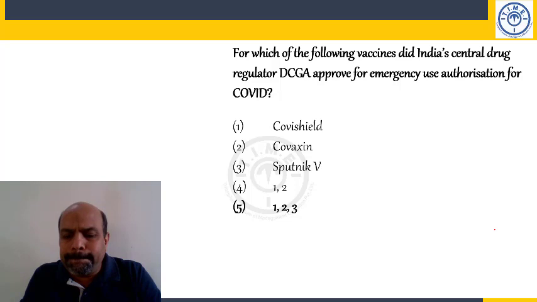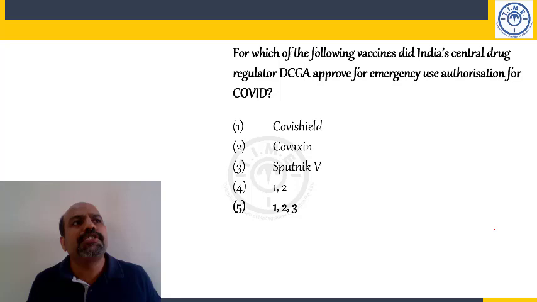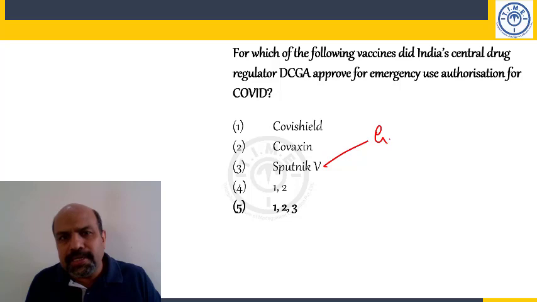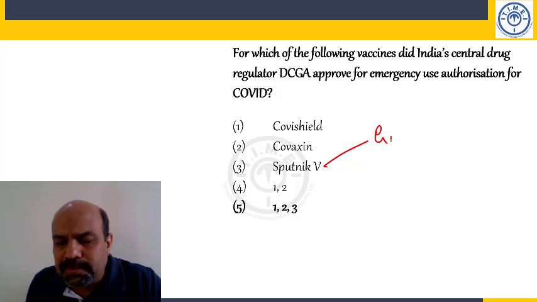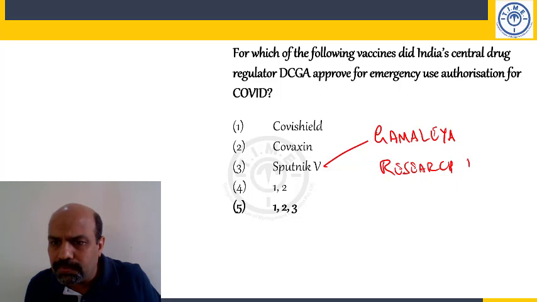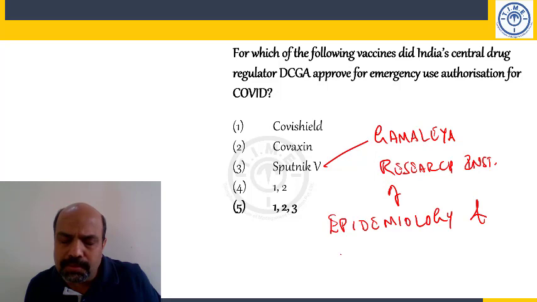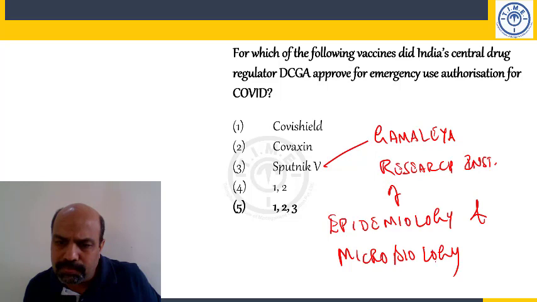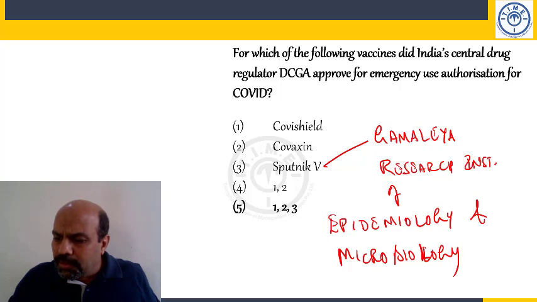I think in one of those sessions I had mentioned that I would discuss one vaccine per class. I think in the last session we didn't discuss, but let me bring it back. Sputnik is the name of the first Russian artificial satellite, launched in 1957, and the vaccine has been developed by a Russian institute called the Gamaleya Research Institute of Epidemiology and Microbiology. So that's how it works.